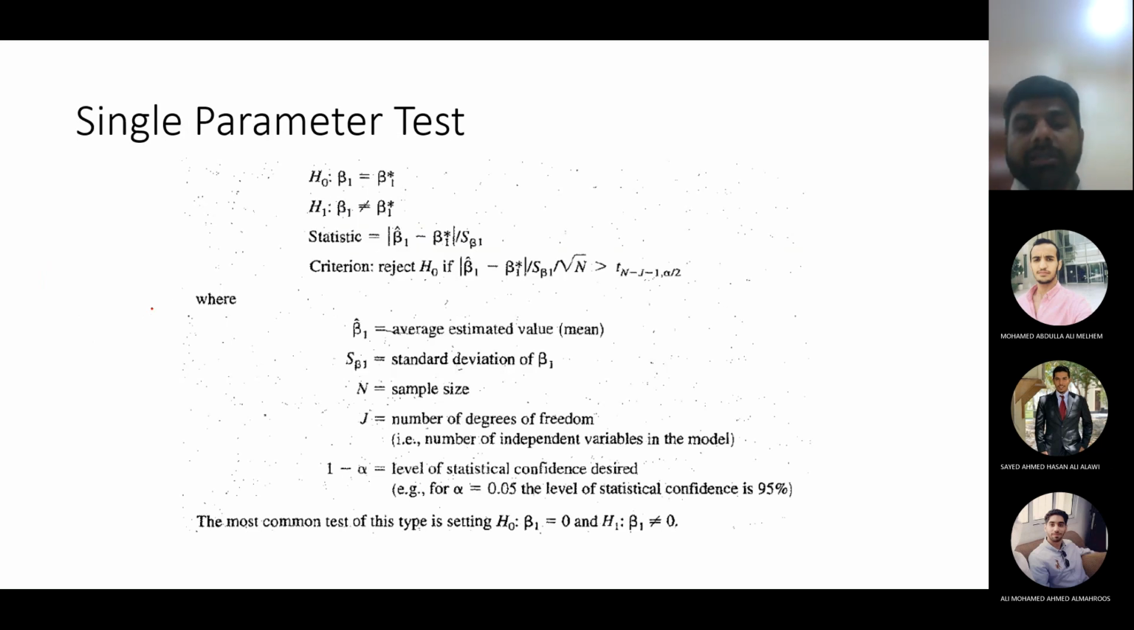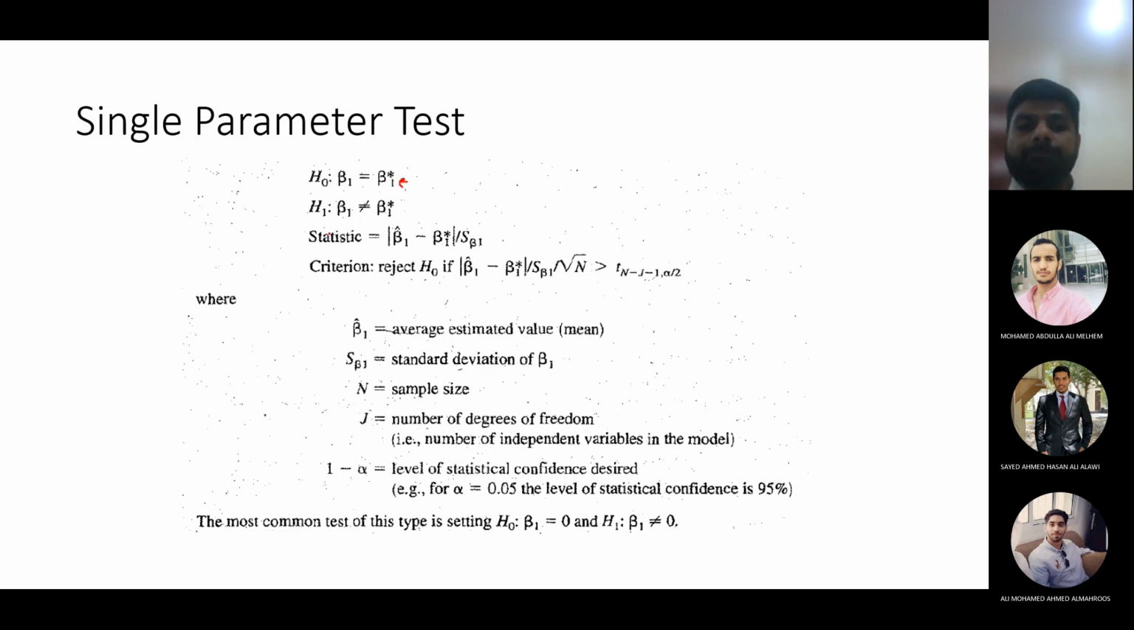For example, you see the example of a single parameter. Null hypothesis: B1 equals this value. This is a particular value. Static means a particular value. So parameter beta 1 equals this value. Null hypothesis.